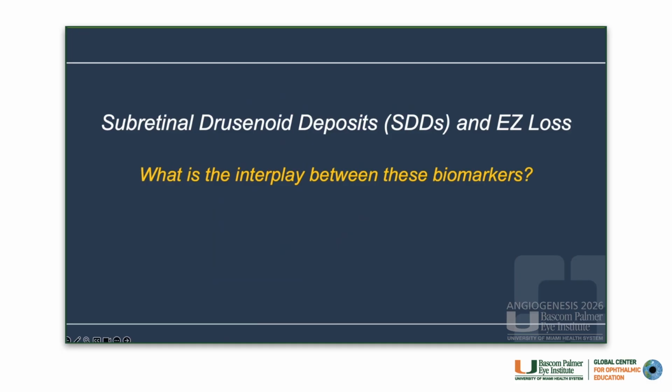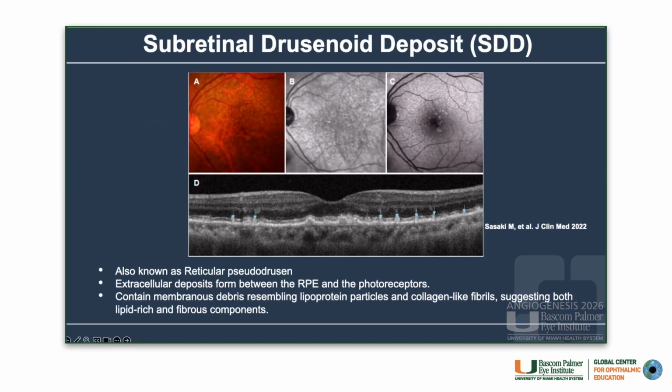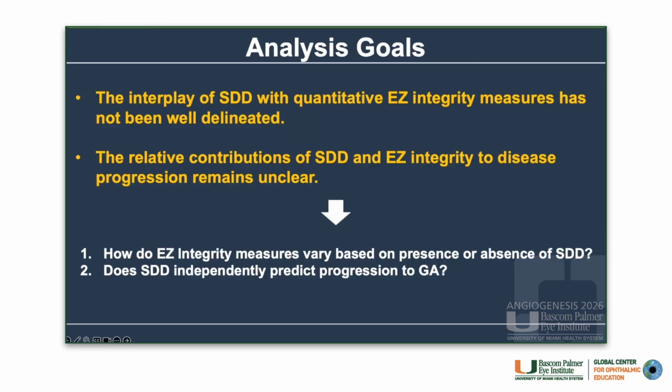So what about subretinal drusenoid deposits and EZ loss? What is the interplay between these biomarkers? This is something that really hasn't been extensively explored to date. Subretinal drusenoid deposits, or SDDs, also known as reticular pseudodrusen, are extracellular deposits that form between the RPE and the photoreceptors, and they contain membranous debris resembling lipoprotein particles and collagen-like fibrils, suggesting both a lipid-rich and fibrous component.